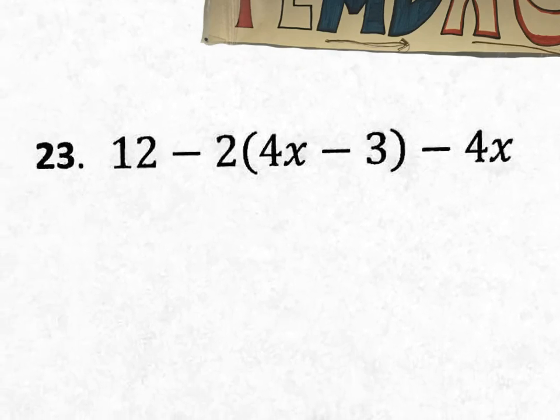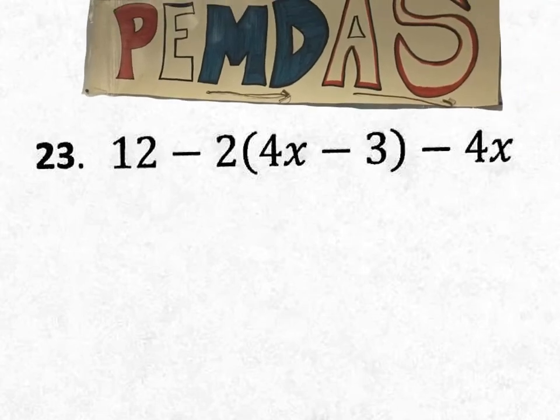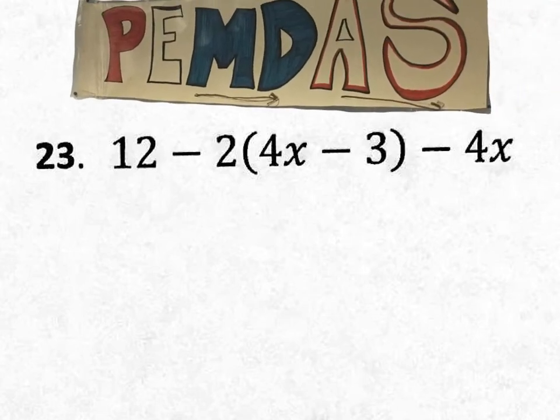So bottom line, on this whole backside, we are either distributing or combining like terms. We know distributive property is multiplication. We know combining like terms is adding and subtracting. So what do we do first? Do we distribute or do we combine like terms? Help me out, guys. What do we do first?